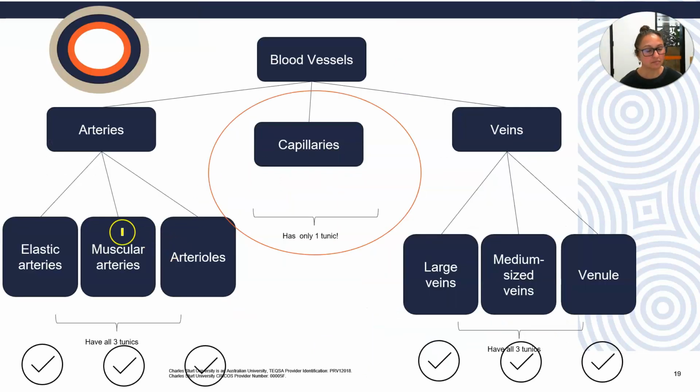Okay, so there are three kinds of arteries, and they all have all of the three tunics. Remember these guys? The veins, there are three kinds of veins, and they all have the three tunics. But now we're going to look at capillaries, and capillaries only have one tunic, so they don't have all three, only one.